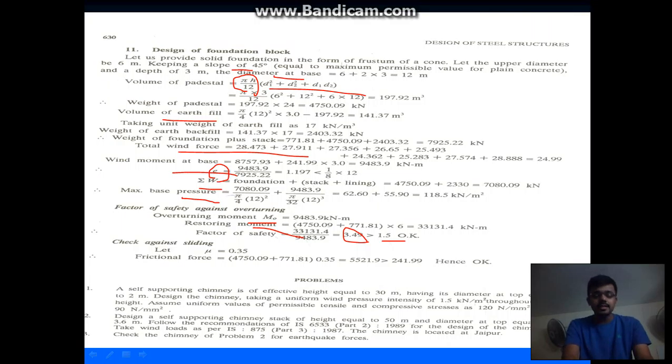Now if you're going for a check against sliding also, we have to assume a friction force, or the coefficient of friction, as mu equals 0.35, and then we have calculated the friction force, which comes out to be safe over here.